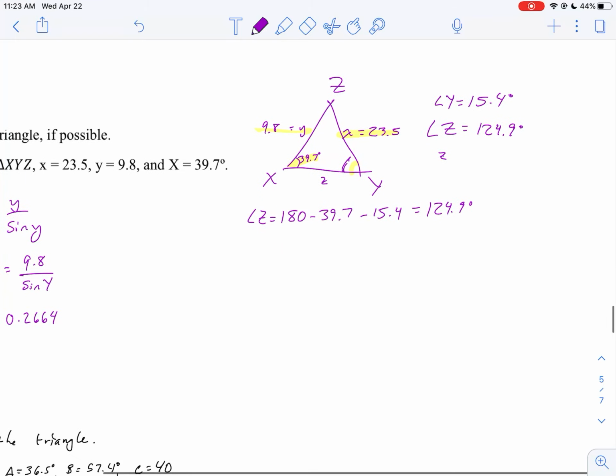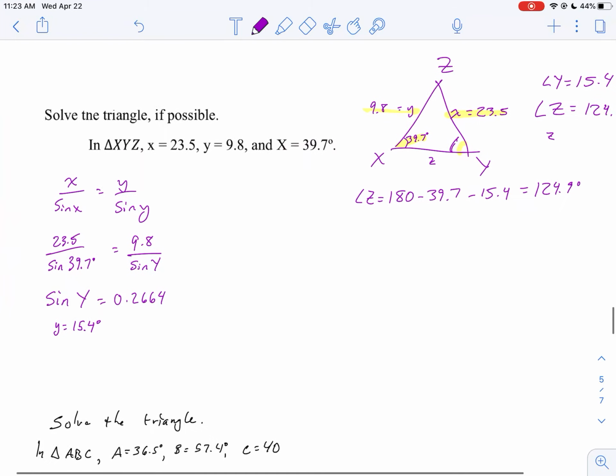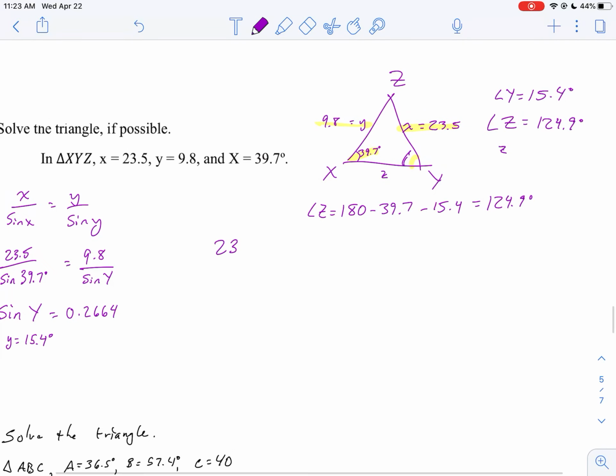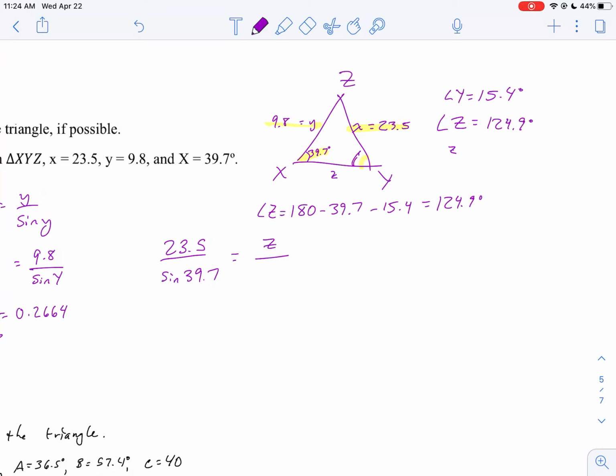And so now it's just a matter of finding little z. How are we going to find little z? Hopefully you're planning to use the law of sines. We've got 23.5 over the sine of 39.7. That's still using x there. And now I want to use z. I don't know little z, and I want to find the sine of 124.9. Cross multiply and divide. We get z equals 23.5 times sine of 124.9. Divide that by sine of 39.7, and we're almost done. When we do that, we find that z is equal to 30.2.